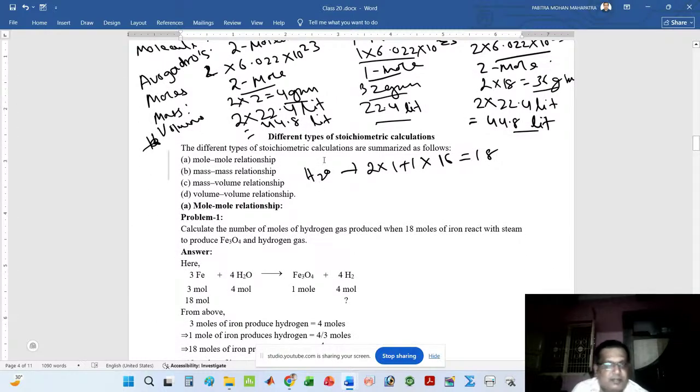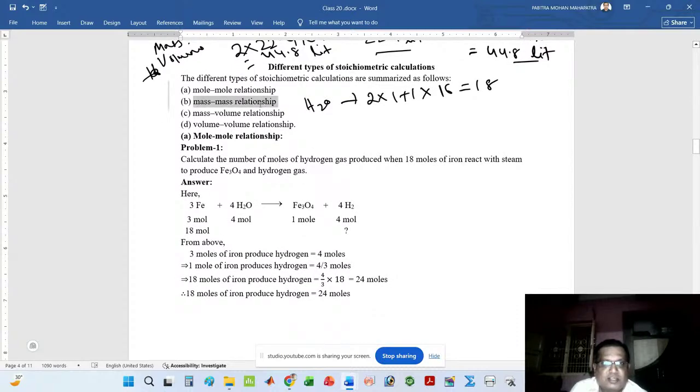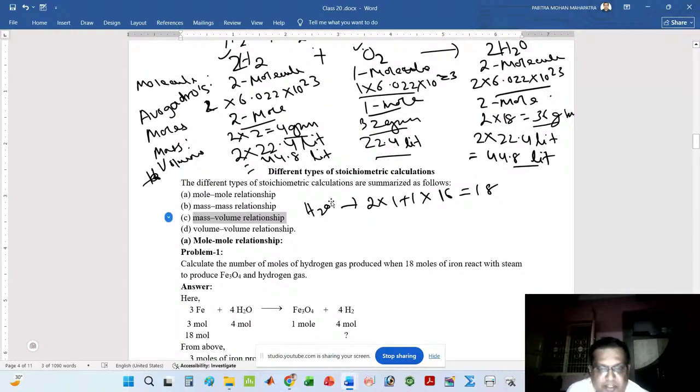For this class, it is very sufficient. Next class, I will discuss different types of stoichiometric relations. At first, I will discuss the mole-mole relationship, mass-mass relationship, mass-volume relationship, and volume-volume relationship. For this class, this is very sufficient.